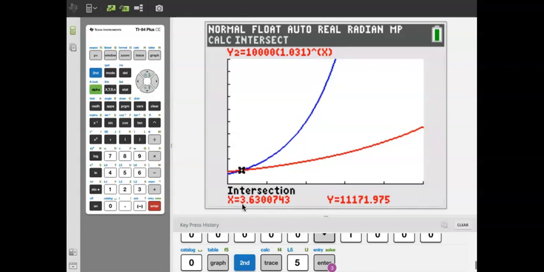So this is telling us that an x value, which x really represents our time here, after about 3.63 years, the y values, the amount of money in each account, will be $11,171.98. The problem asked us to round to the nearest year, so we'll take our 3.63 and round that up to 4 years. So our answer to the question of when will the two accounts have the same balance will be 4 years.